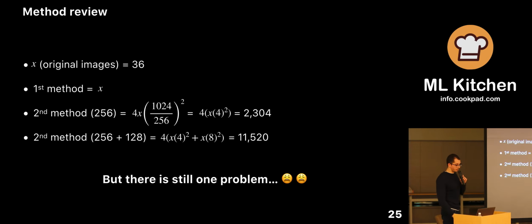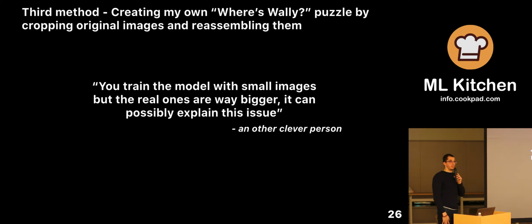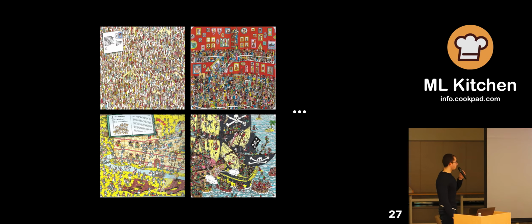But there was still a problem. It was great when I was training my model, but in real life it didn't work at all. So I had a big problem. And another clever person who is in this room today told me, you train the model with small images, but the real ones are way bigger. It's maybe because of this that I have an issue. And he was right. So I created another Python script that was slightly different.